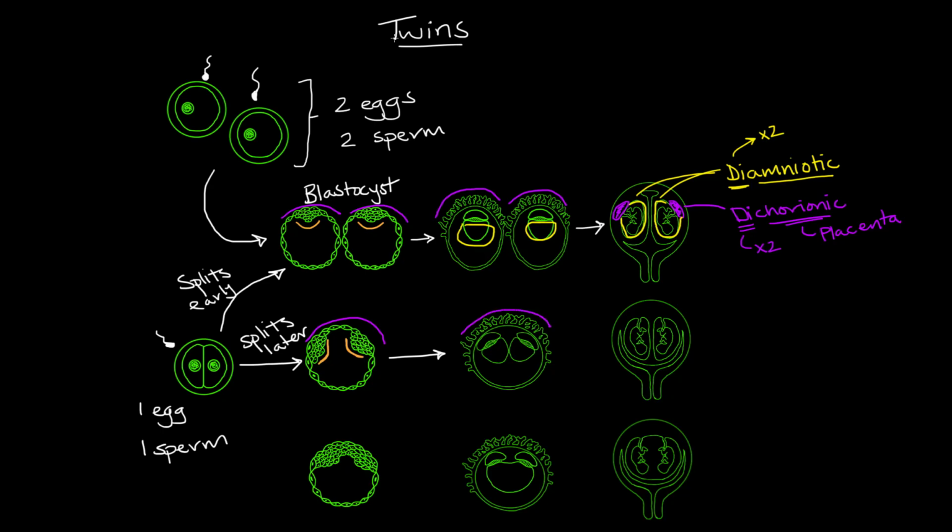So you can see the frills of the placenta on the outside here, but they each have their own amniotic sac. So this will turn into the amniotic sac and the baby will grow inside of this. Again, they each have their own amniotic sac here. But there's actually one big shared placenta.